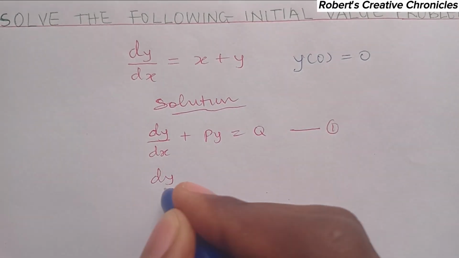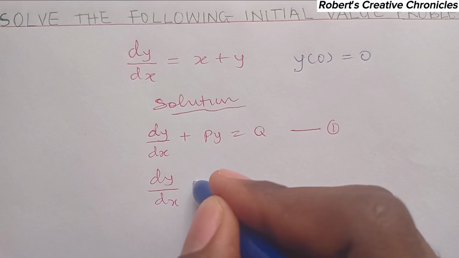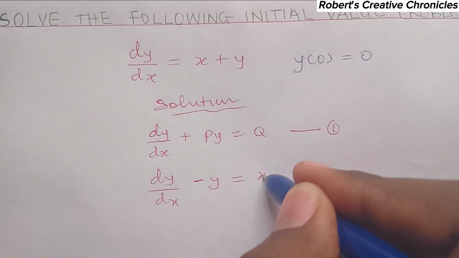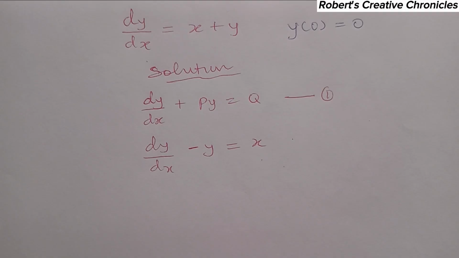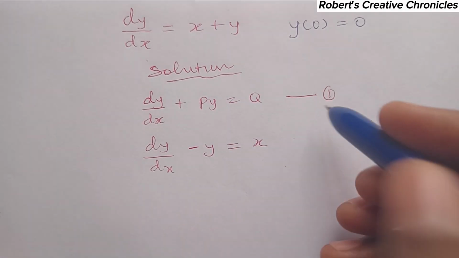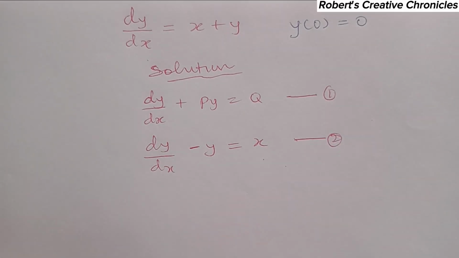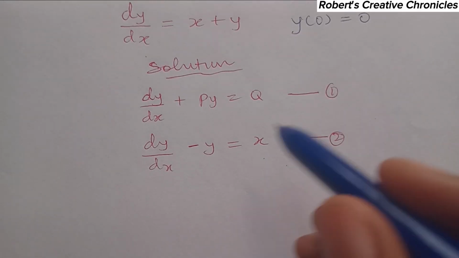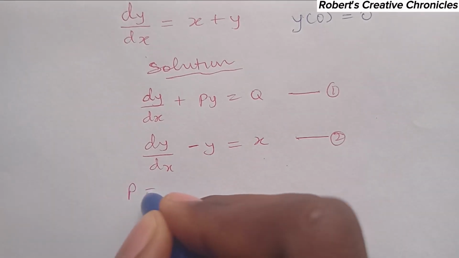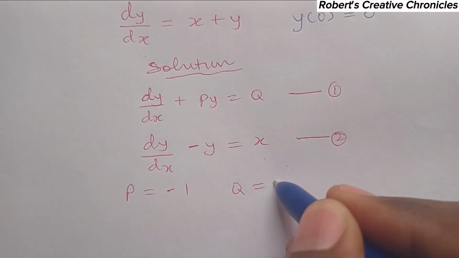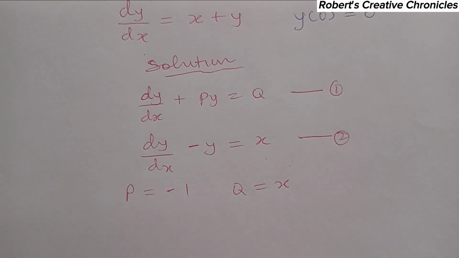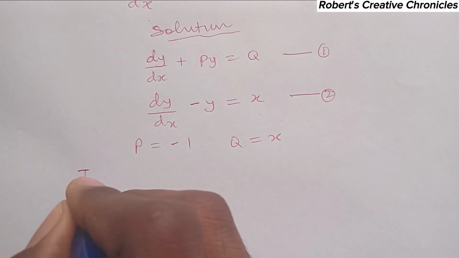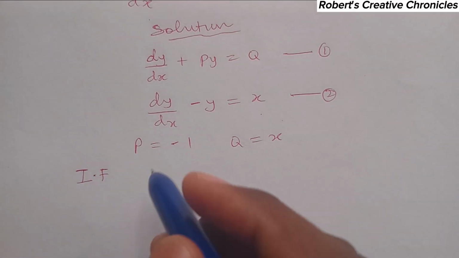So it will be dy/dx - y = x. When we relate these two equations, equation 1 and equation 2, P is equal to what? Minus 1, and Q is equal to x. So, since it's a linear differential equation, we need an integrating factor. I'll call that IF for integrating factor.